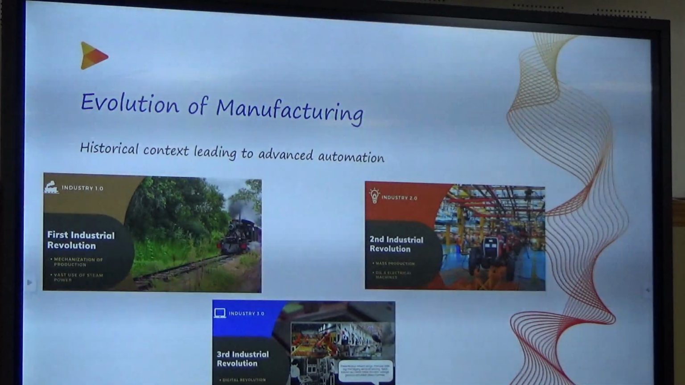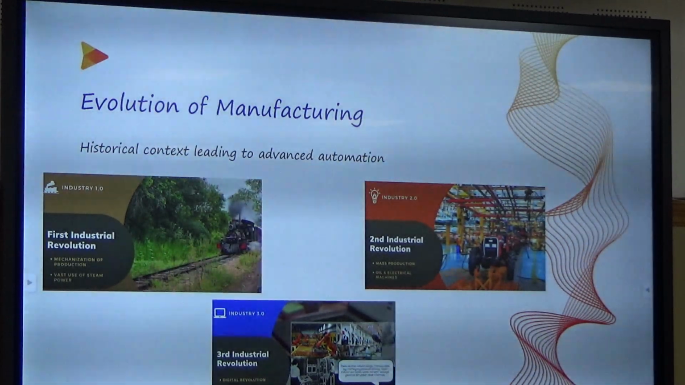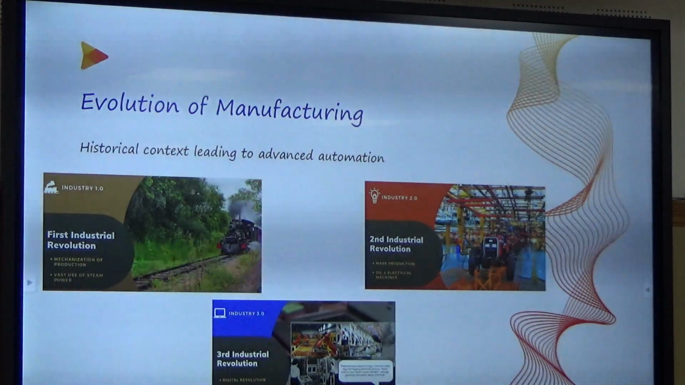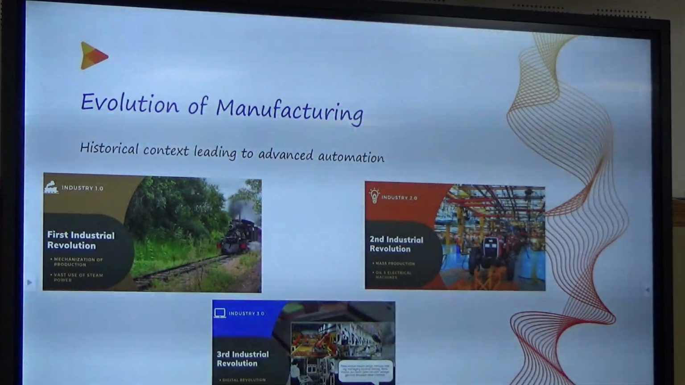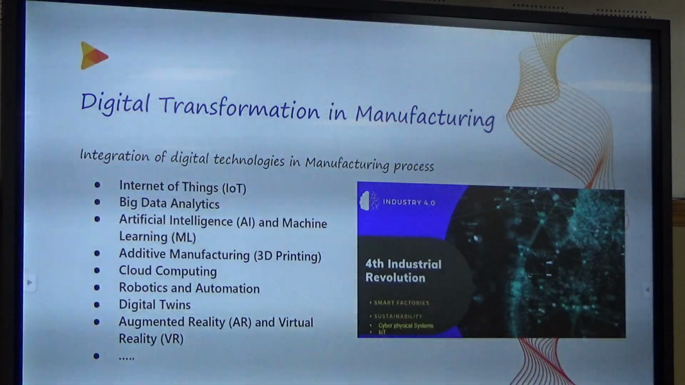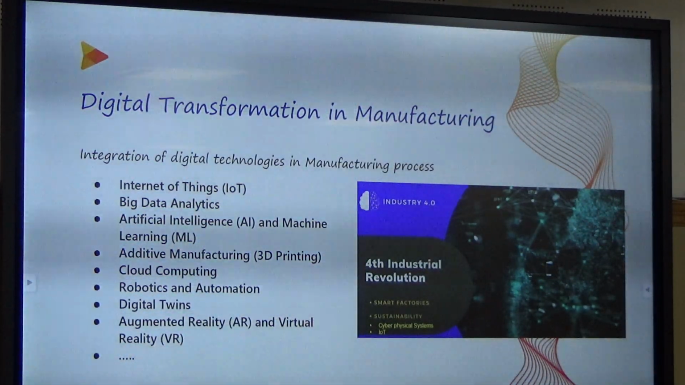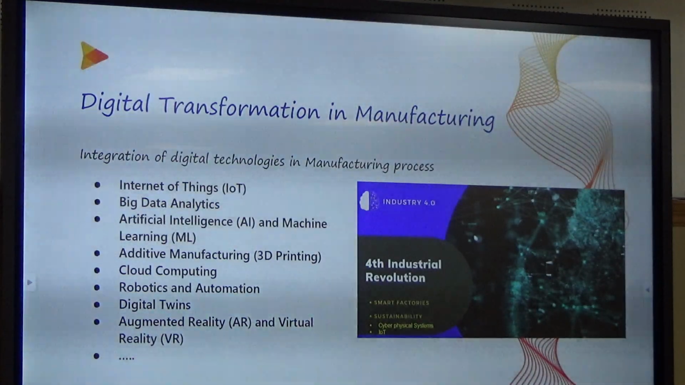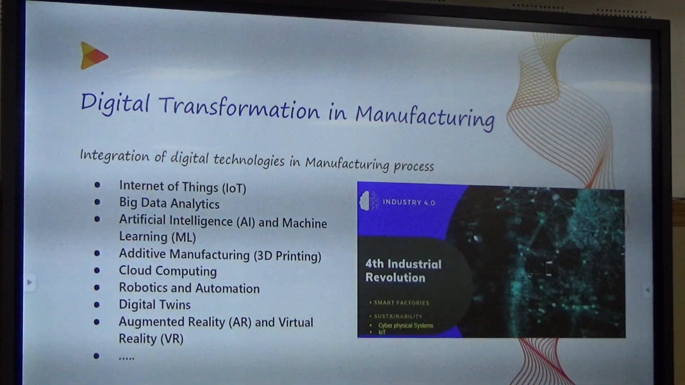Alright, so this is clear. So this is how we have evolved from 1, 2 and then 3. And then from right now what we are having is industry 4.0, which I believe most of that is connected to the IT related thing. So these are the technologies that we are using in the manufacturing process.